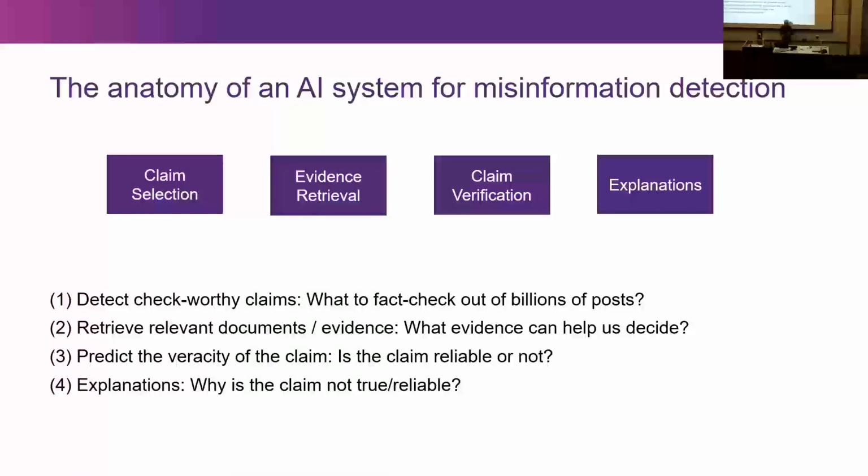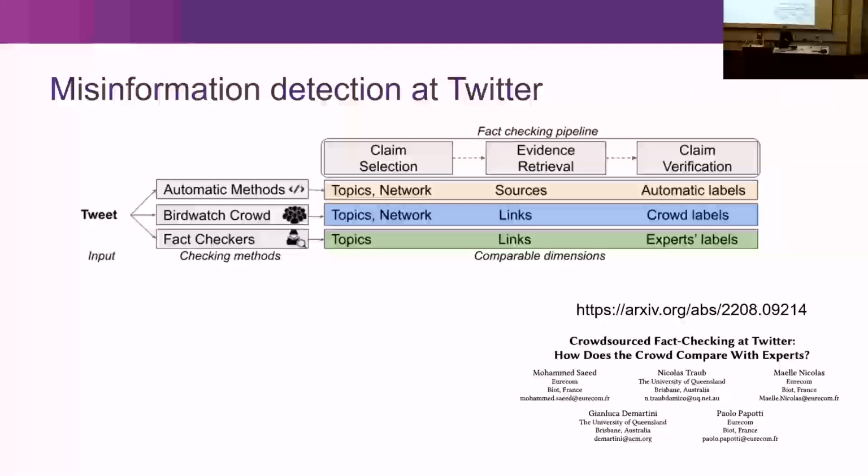In this talk, I will try to give you some examples of how AI can help people perform these steps. First of all, I'll give you an example of how this combination of AI, experts and non-experts works today at Twitter. Twitter is a social media platform where users post short statements or claims or tweets. And since the beginning of last year, they have had a crowdsourcing approach to fact-checking tweets, which is called Birdwatch.